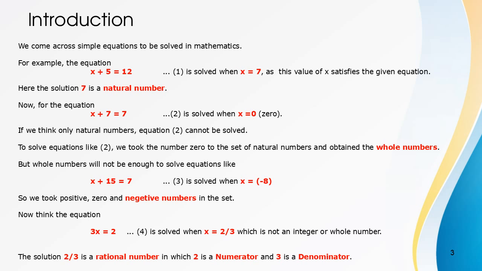To solve equations like number 2, we took the number 0 to the set of natural numbers and obtained the whole number set. But whole numbers will not be enough to solve equations like x plus 15 is equal to 7, as x is equal to minus 8. So we took positive, 0 and negative numbers in the set. Now think of the equation 3x is equal to 2, which is solved when x is equal to 2 upon 3, which is not an integer or whole number. The solution 2 upon 3 is a rational number in which 2 is the numerator and 3 is the denominator.